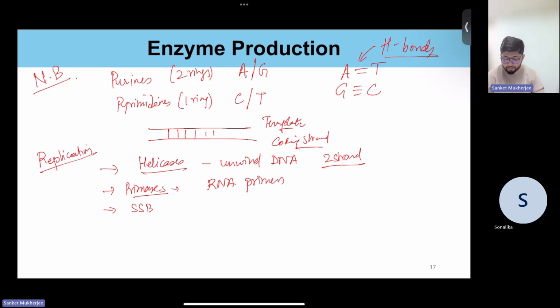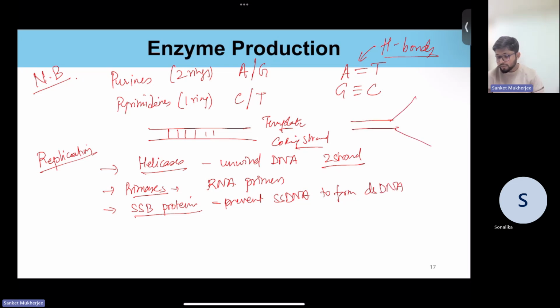There are single-stranded binding proteins. These single-stranded binding proteins prevent the single-stranded DNA from forming double-stranded DNA. So in a replication fork, this is how it looks: there will be several single-stranded binding proteins which stabilize the single-stranded DNA structure. It is very important. Otherwise, we cannot go for replication if it opens up and binds again; it is not possible.